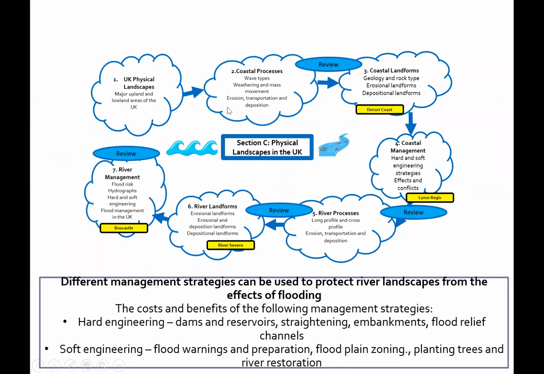Still on our final bubble, we'll look at these strategies. Then next lesson we'll look at how we manage flooding in the UK, looking at a named example, and we'll look at a place called Boscastle. So we're going to go through the costs and benefits of hard engineering and soft engineering.